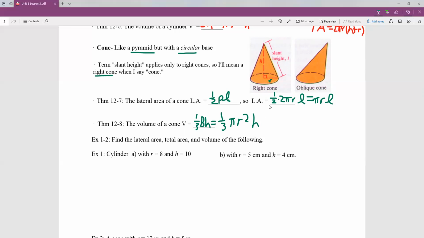And that's it. And then we can talk about total area. So total area is going to be equal to the lateral area plus one of the bases, because here we just have one base. So the lateral area is going to be pi r L, and the area of the base is going to be pi r squared. And again, some people like to rewrite this as factoring out a pi r, so it would just be pi r times (L plus r).